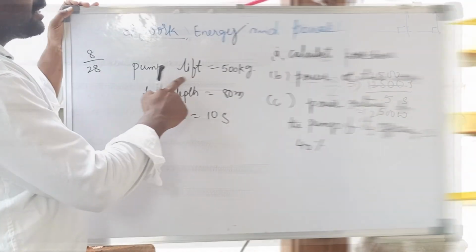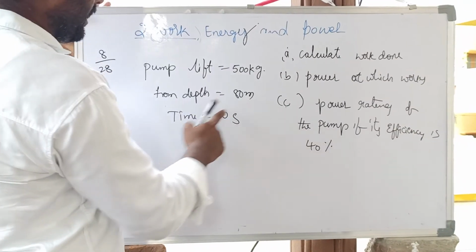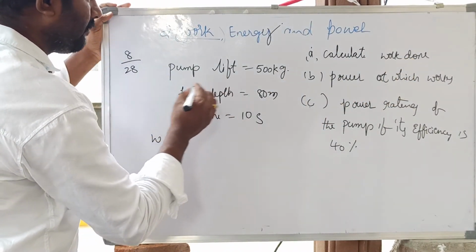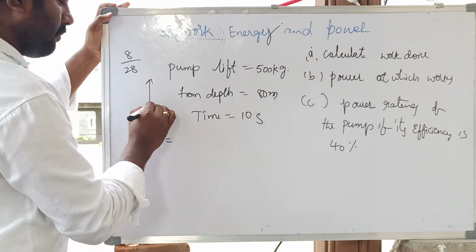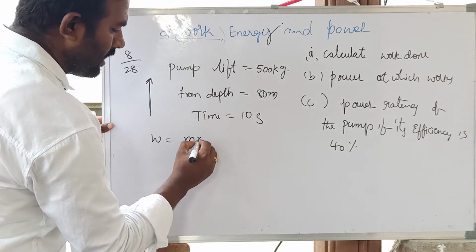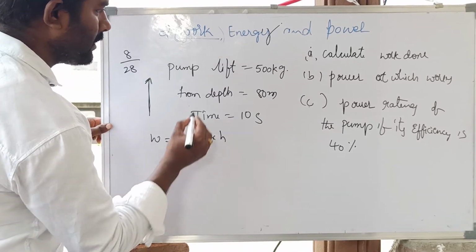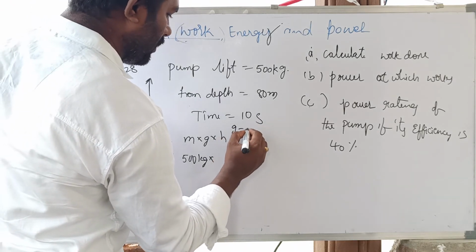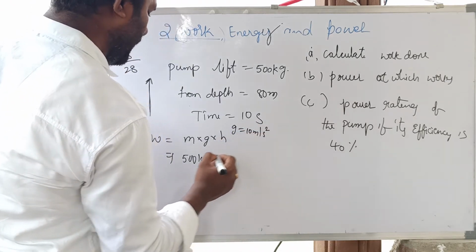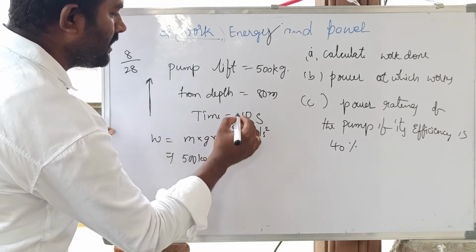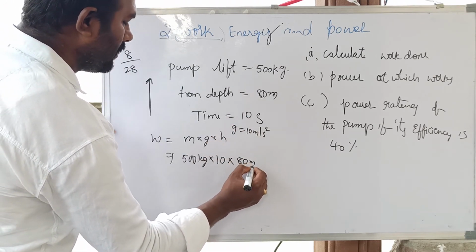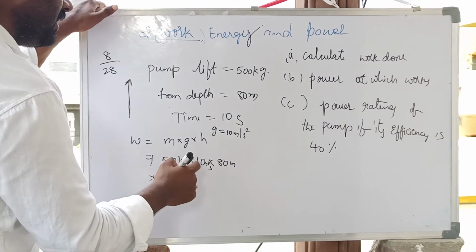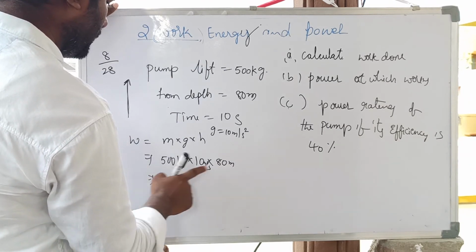A pump is lifting 500 kgs from a depth of 80 meters. The time taken is 10 seconds. Calculate the work done first. Work done is in the form of lifting the water, so it is gravitational potential energy. Therefore, we take it as m g h. Mass is how much they gave? 500 kgs. And g is already given to us, g is equal to 10 meters per second square. Then height is 80 meters. Units are kg meter per second square.